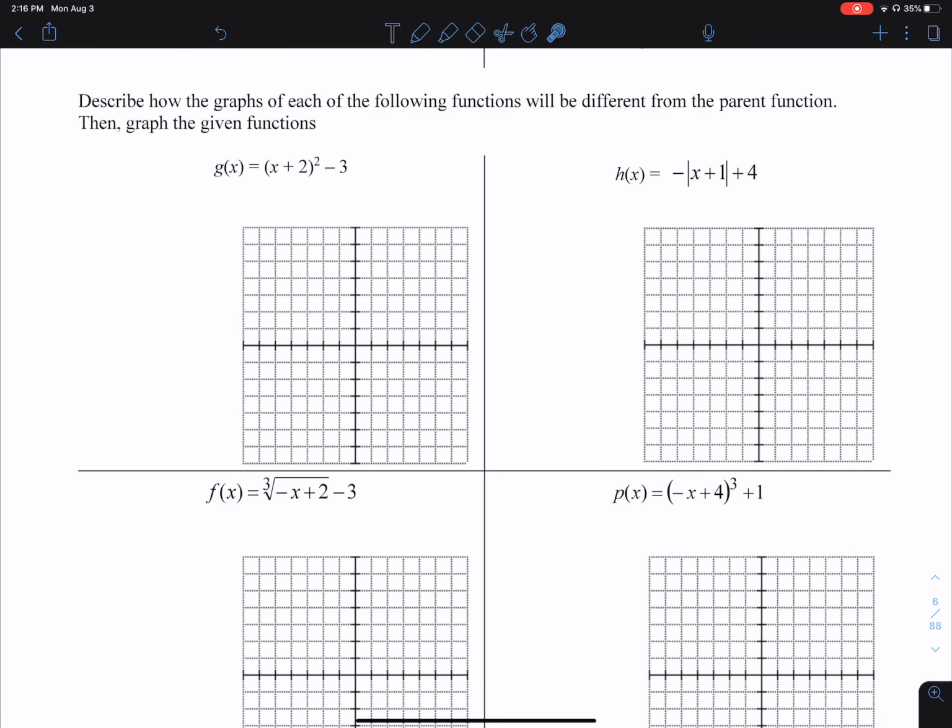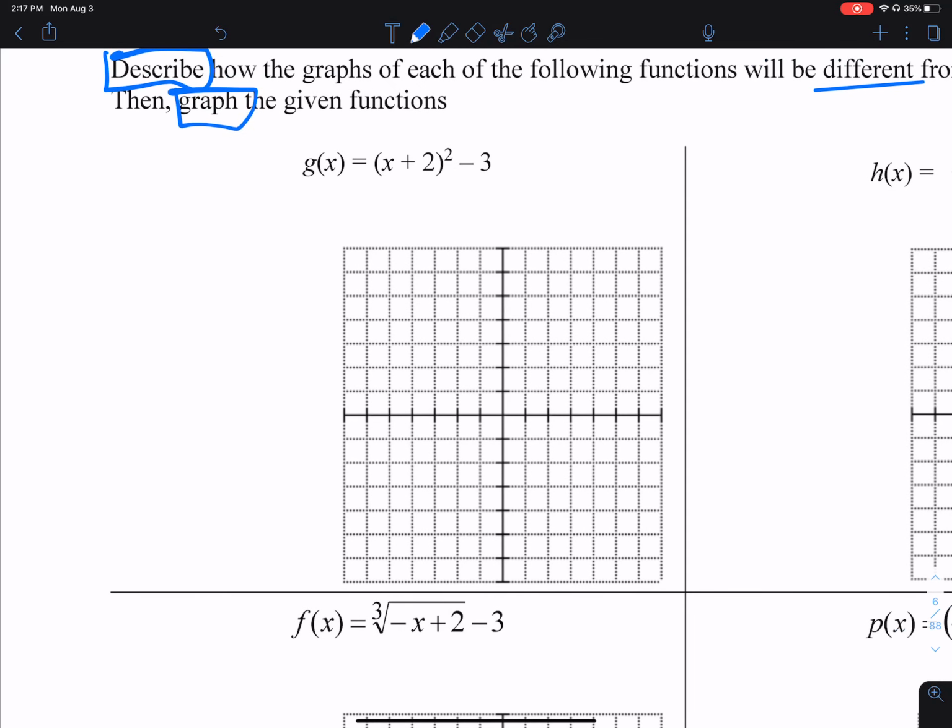Describe how the graphs of each function will be different from the parent graphs, then graph the given function. So we are supposed to describe how they're different, and then we're supposed to graph. So we have 2 things to do. So we can list things horizontally and vertically, or we can do the really dumb teacher thing. Are there any reflections? Are we multiplying the outside by negative or multiplying the inside by negative? There are no reflections.